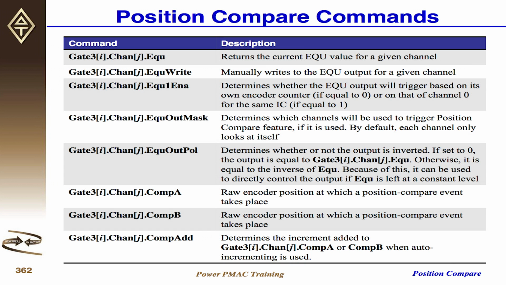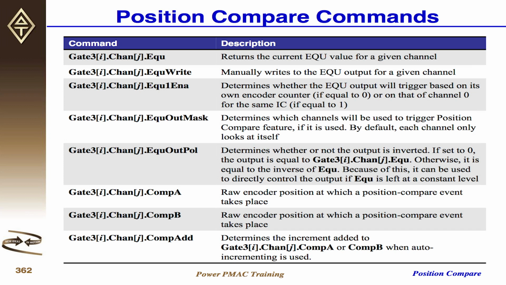These are the relevant commands for it. Quickly stepping through them. You have gate3.chan.equ, which is just a way to query the current value of the EQU output. You have EQU write, which writes a value to it. EQU enable, which determines whether or not the EQU output will trigger based on its own encoder counter or that of channel 0 for the same IC. I'll explain what that means in a little bit, but basically it determines where the signal to turn the EQU output on is coming from.